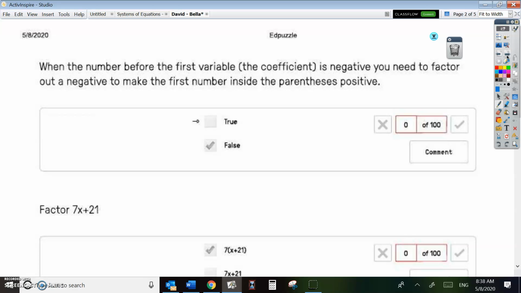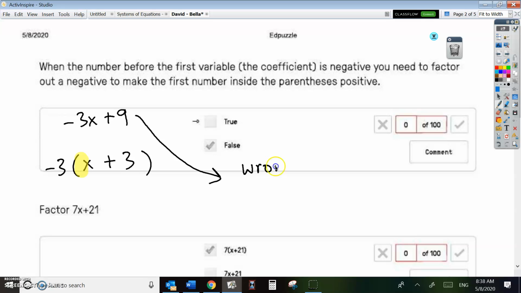When the number before the first variable, the coefficient, is negative, you need to factor out a negative to make the first number inside the parentheses positive. Okay, so like this. If you have negative 3x plus 9, then you want to factor out a negative 3. So inside the parentheses, you have a positive coefficient for your variable. What I mean by that is, this number here needs to be a positive number.